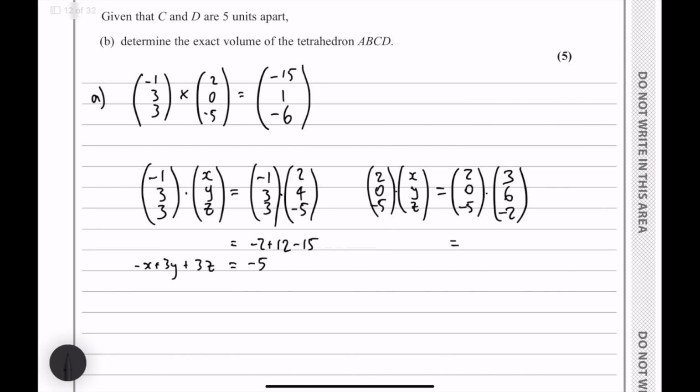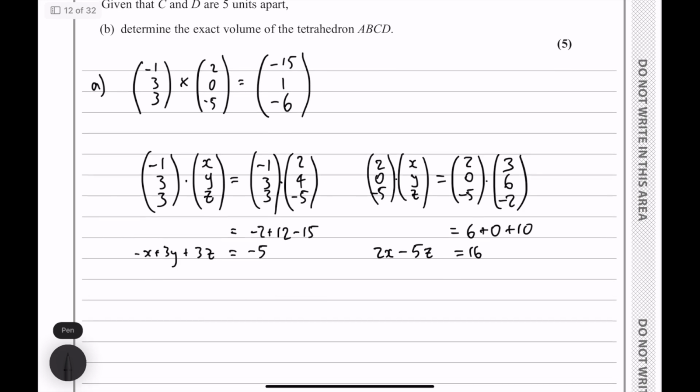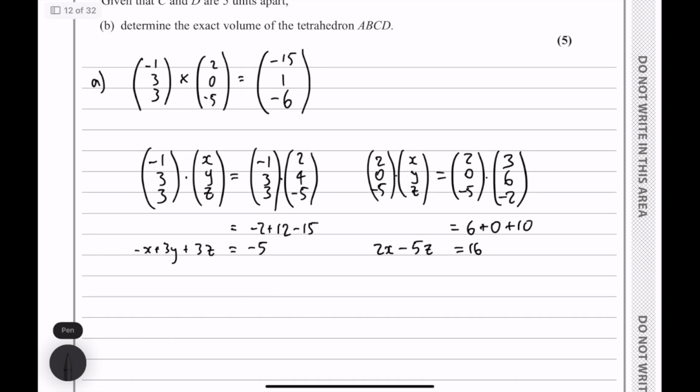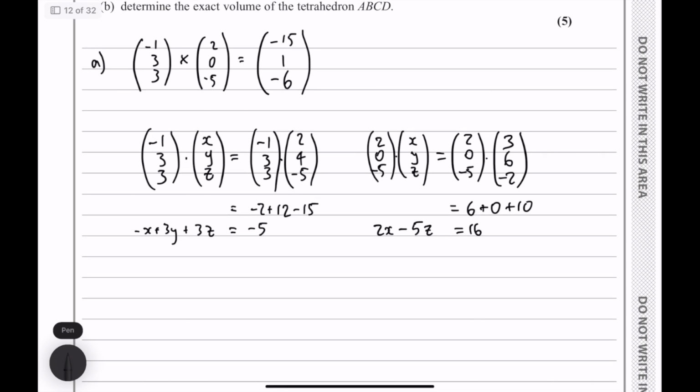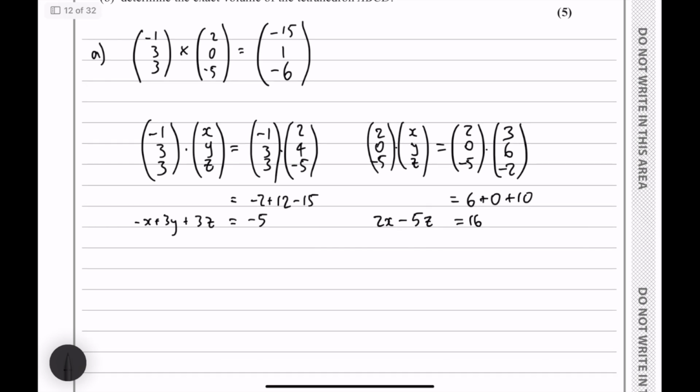So that gives 6 plus 0 plus 10, 16, equals 2x, 0y, minus 5z. Now what I would usually do at this point is to let one of these equal 0, and that's looking tempting on the right hand side to let one of those equal 0, maybe let z equal 0, and then x is 8, yes, actually that looks very nice.